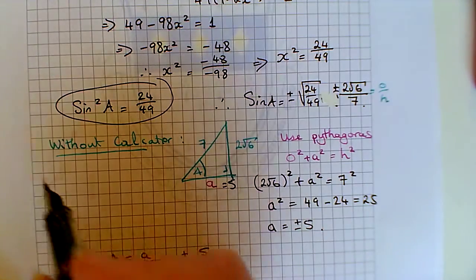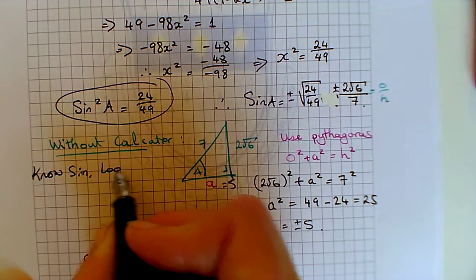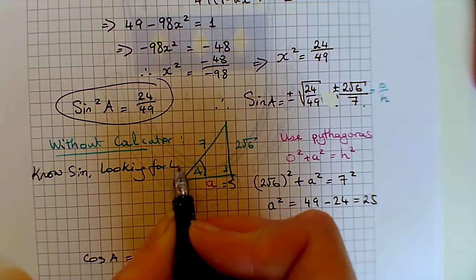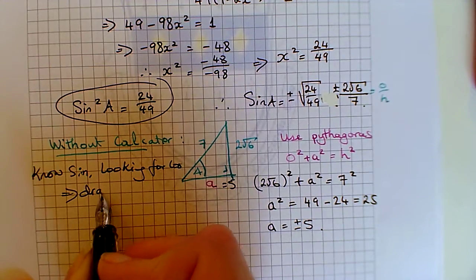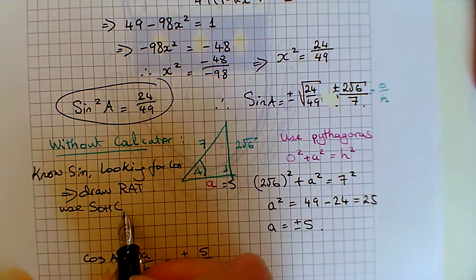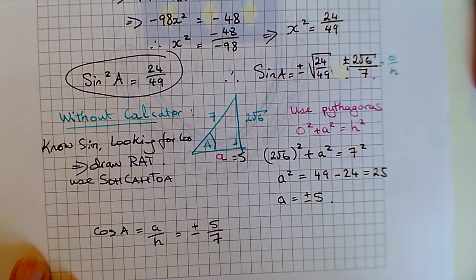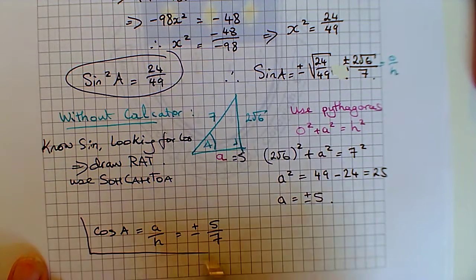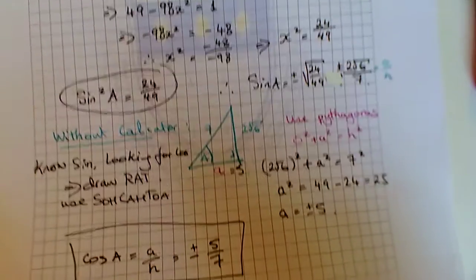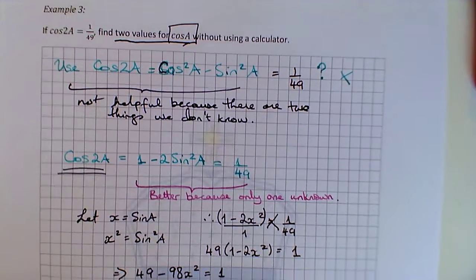And if you know sine and you're looking for cosine, you draw the right angle triangle and use opposite over hypotenuse, adjacent over hypotenuse, or if we were looking for tan, opposite over adjacent. With Pythagoras' theorem, we can find the third side, and therefore we know cosine of the angle. So a question like that will be worth quite a lot of marks. There's a lot of things to remember when you're going through it.